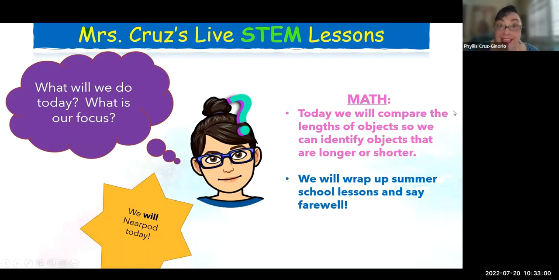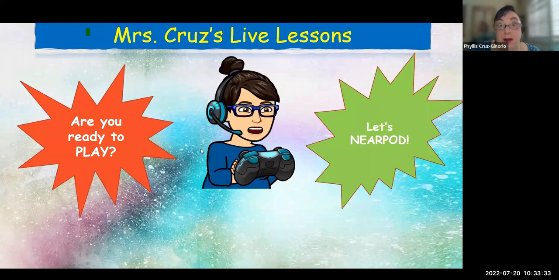All right, what are we doing today? Today, we will compare the lengths or heights of objects so we can identify which objects are longer and which objects are shorter. You've done that. I know you have. So it is part of our lessons in our curriculum. And this is just a final review because this is an important lesson for you to learn. Then we will wrap up summer school lessons and say our final farewells and any important announcements. We'll also have a quick brain break, so stay tuned for that. Are you ready to Nearpod?